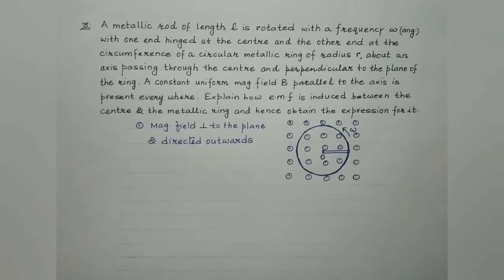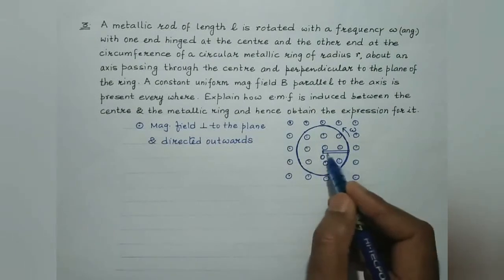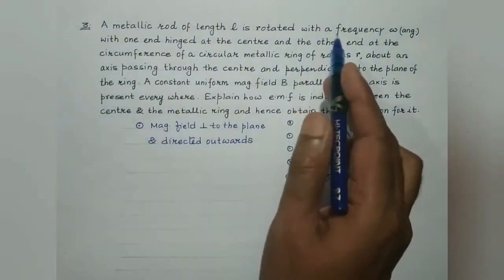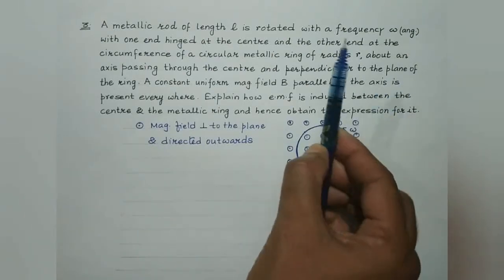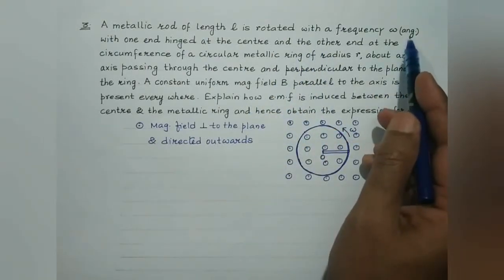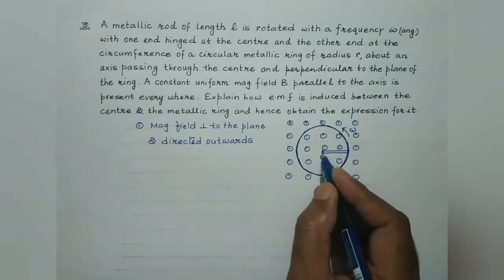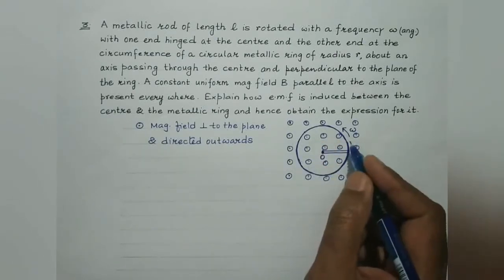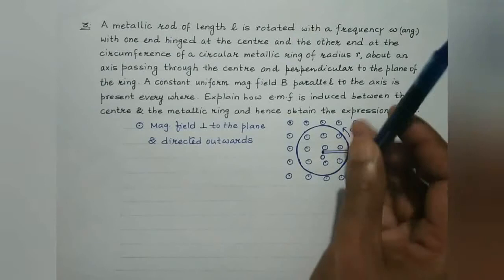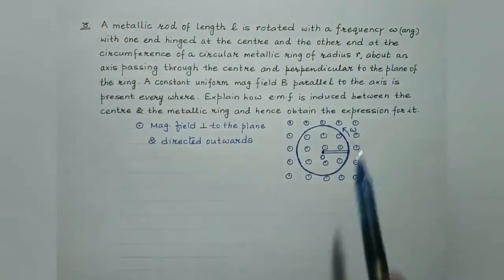Now let us attempt this very interesting question. A metallic rod of length L is rotated with angular frequency omega, with one end hinged at the center, and the other end at the circumference of a circular metallic ring, about an axis. This is the axis, passing through the center and perpendicular to the plane of the ring.